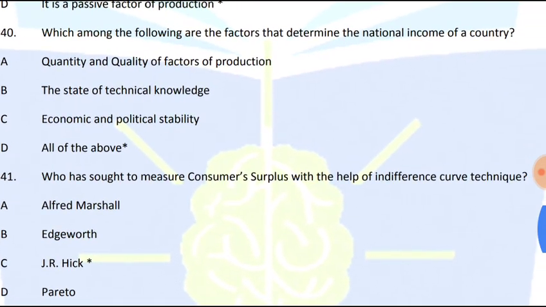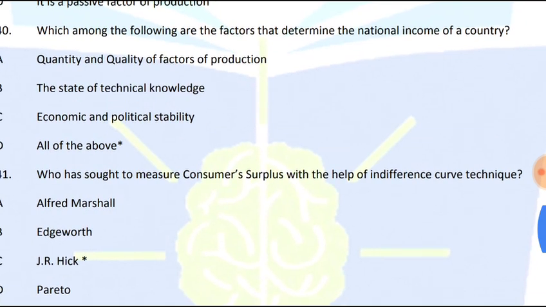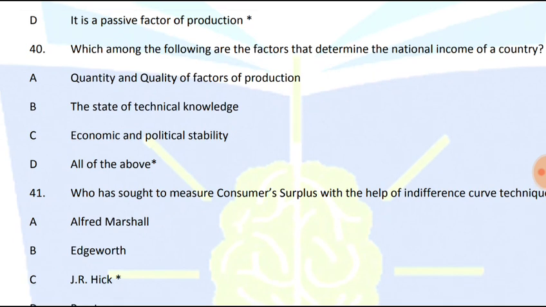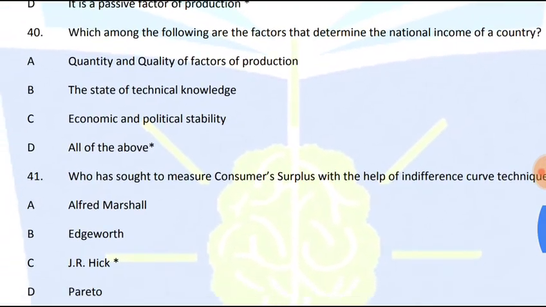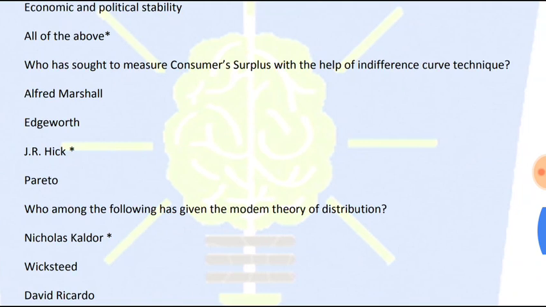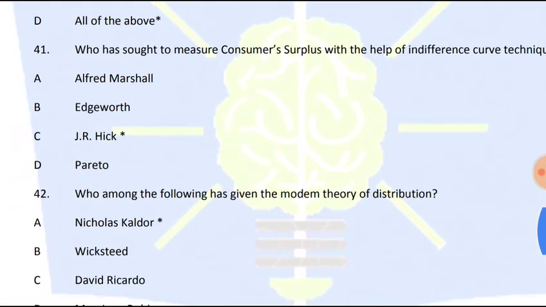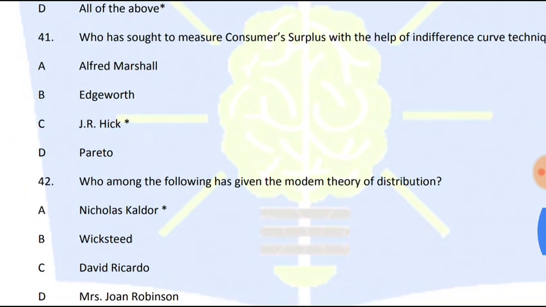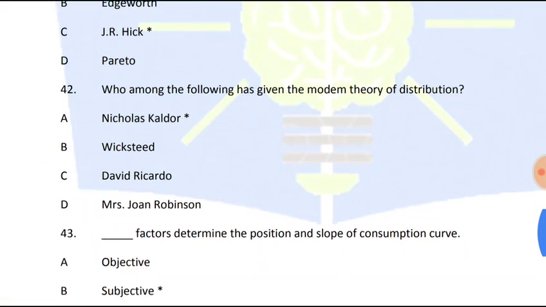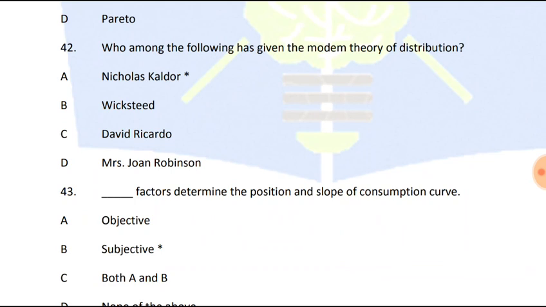The next one is, which among the following are the factors that determine the national income of a country? Quantity and quality of factors of production, the state of technical knowledge, and economic and political stability all are the factors that determine the national income of a country. The next one is, who has sought to measure consumers' surplus with the help of indifference curve technique? J.R. Hicks sought to measure consumers' surplus with the help of indifference curve technique. The next one is, who among the following has given the modern theory of distribution? Nicholas Kaldor has given the modern theory of distribution.